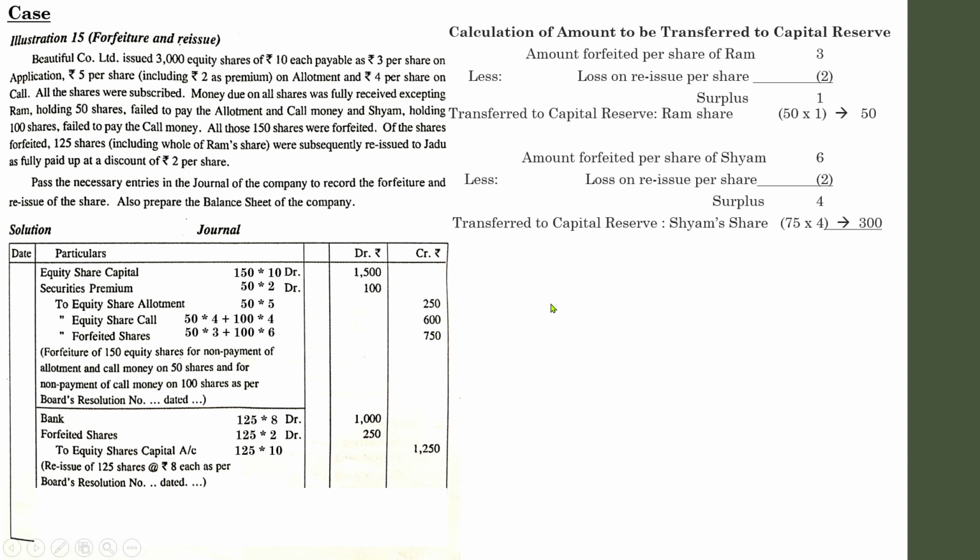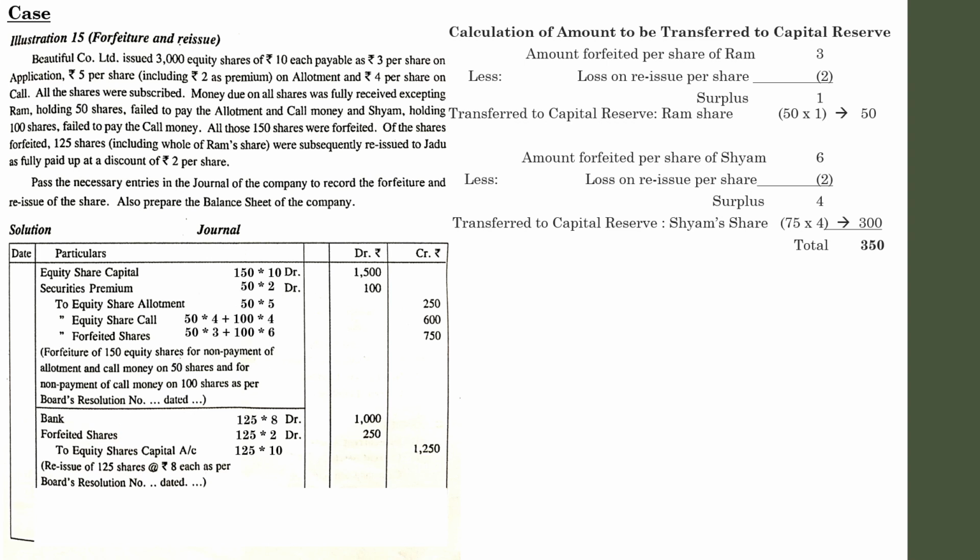There is a huge difference. I believe you have understood the difference in those computations. So with regard to Sham, the company has gained rupees 300. So now the company has received a total of 350 rupees as balance on the forfeiture, and this amount is going to be transferred to the capital reserve. This amount has to be transferred.